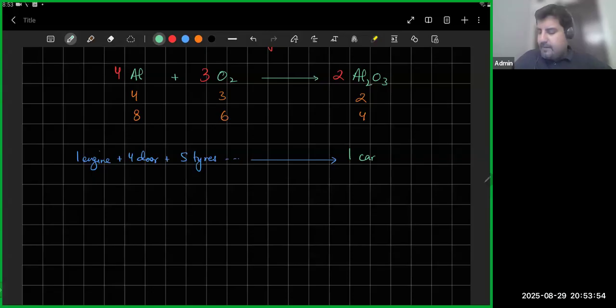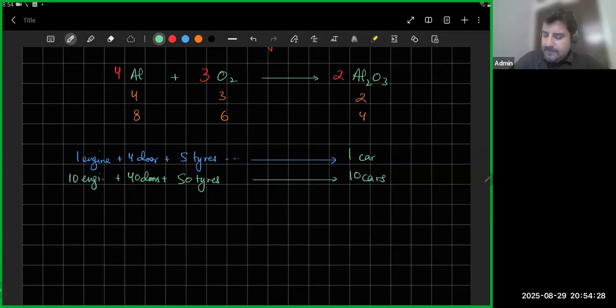So if I want to make 10 cars, everything, the ratio would be exactly the same. For one car, it's 5 tires, so for 10 cars, it's going to be 50 tires. For one car, you need 4 doors to go with it, so for 10 cars, you would need 10 times 4, that's 40 doors. And for one car, you need one engine, so for 10 cars, you need 10 engines.